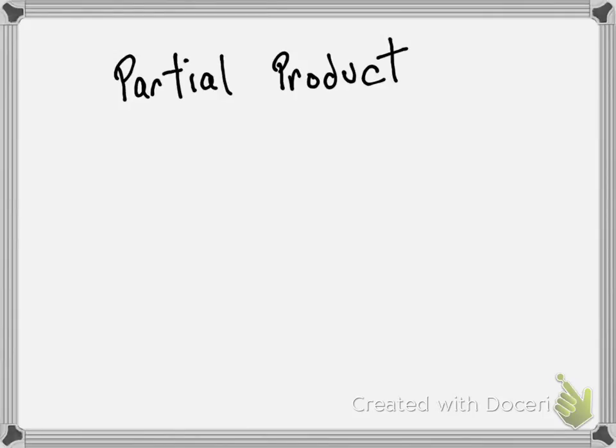What I'd like to show you is a method for multiplying, and this method is called the partial product method for multiplication. All right, to demonstrate this, I'm going to multiply 37 by 28.